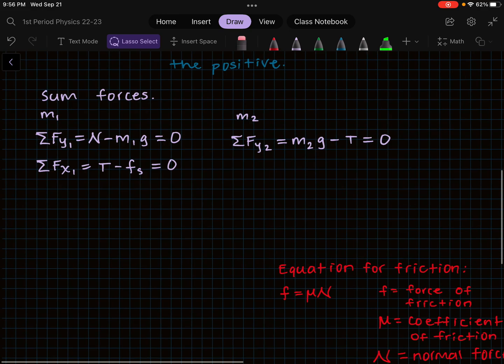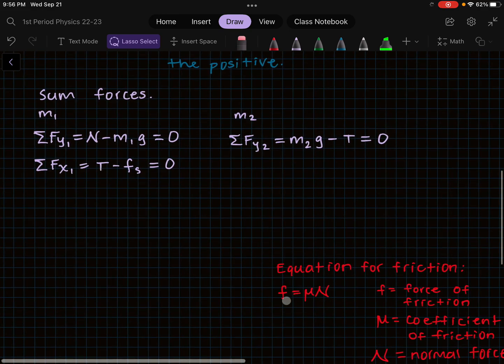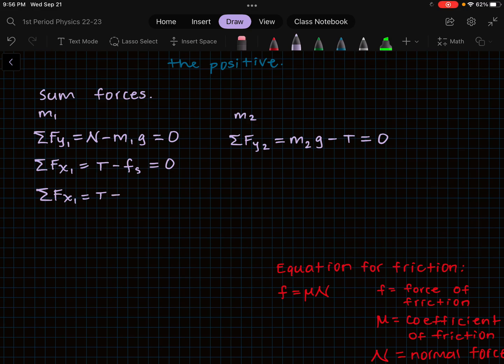So now I'm going to substitute this equation here, with the exception that we have static friction, and all we do is add the subscript s here for coefficient of static friction, right? Because this is just coefficient of friction. We're not saying if it's static or kinetic. To state that it's static, we add the little s, like we have on F sub s over here. So that means the summation of forces along the x for mass 1 is tension minus coefficient of static friction times the normal force. That's equal to 0.